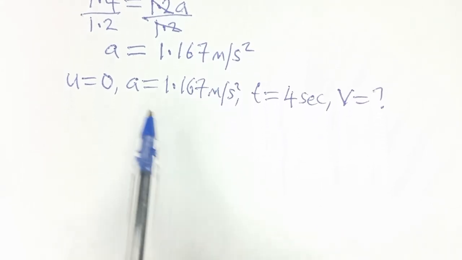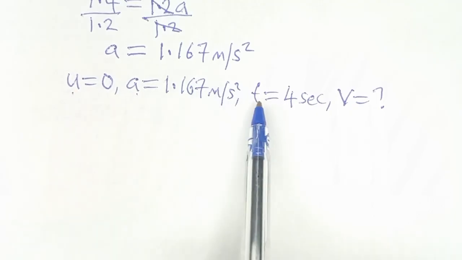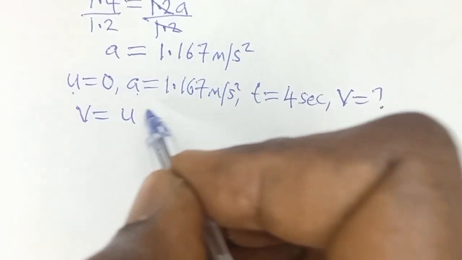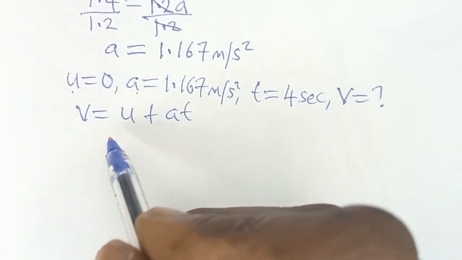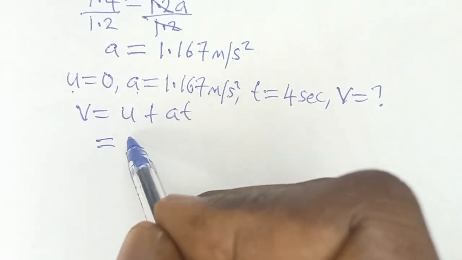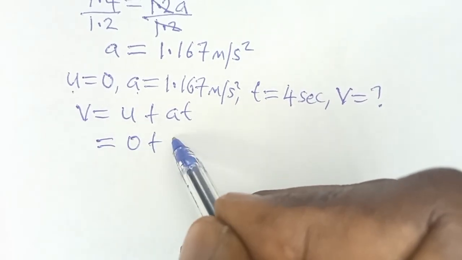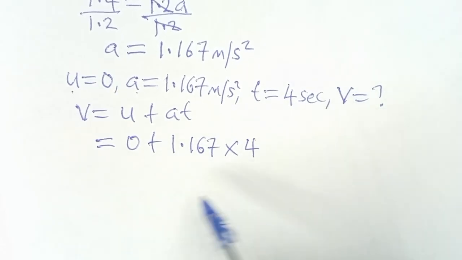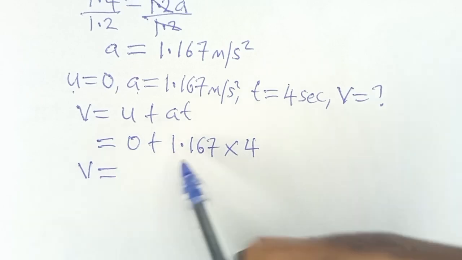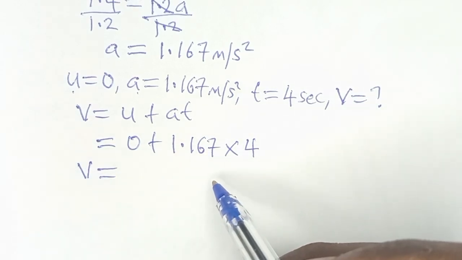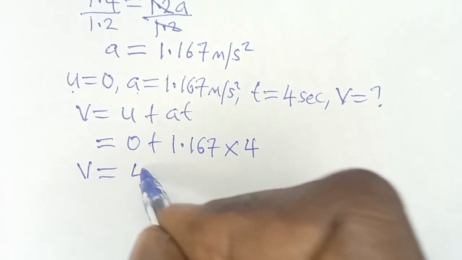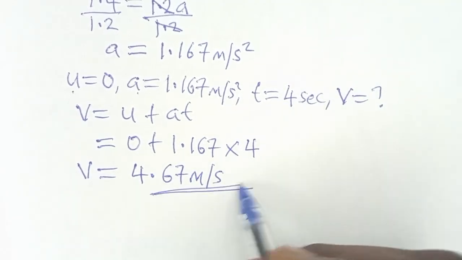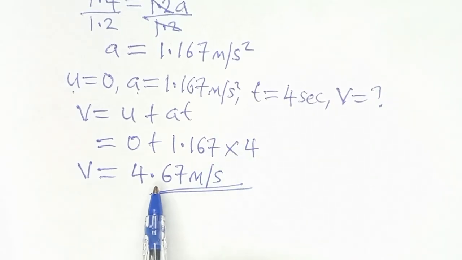So the right equation of motion to apply that contains u, a, t, and v is v is equal to u plus at. So that will be equal to, the value of u is 0 plus a is 1.167 and t is 4 seconds. So finally, if I multiply this 1.167 by 4, it's going to give me 4.67 meter per second. And that is the velocity of the block after the 4 seconds. So this is the final answer.